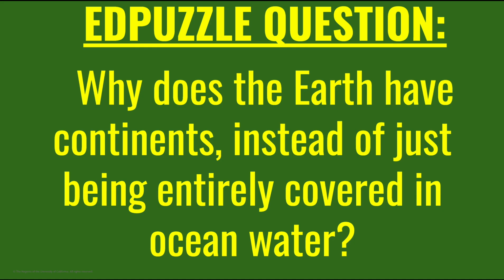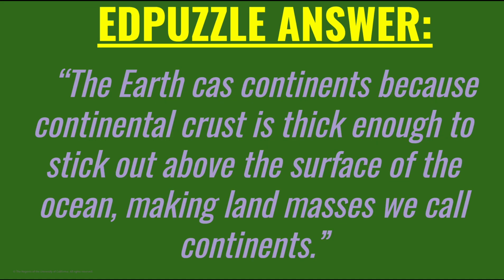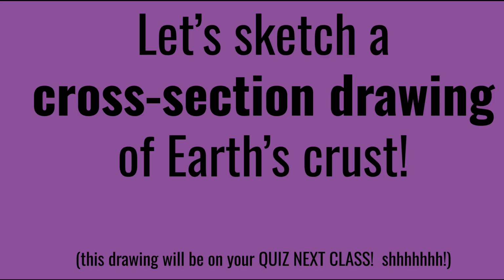Okay, now that you answered that Edpuzzle question, here's Mr. Larson's answer to why we have continents on Earth. The Earth has continents because continental crust is thick enough to stick out above the surface of the ocean, making land masses that we call continents. If we didn't have any thicker crust on Earth, the entire surface of our planet would be covered in ocean water because there'd be no land sticking out above the water. Kind of amazing, right? Kind of crazy to think about an entire planet that could be covered in nothing but water. Okay, time to draw.